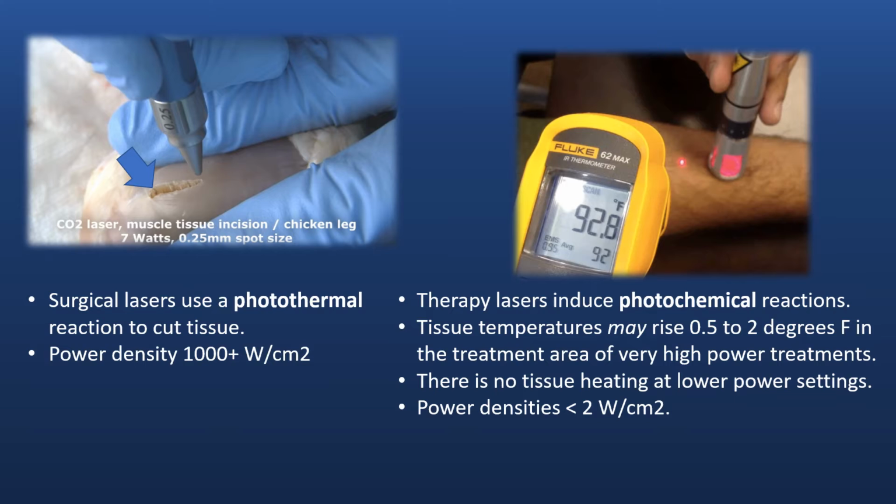By contrast, therapy lasers induce photochemical reactions. Now, with the higher powered Class 4 therapy lasers, tissue temperatures may rise 1/2 to 2 degrees Fahrenheit in the treatment area, but there is no tissue heating at lower power settings, and most importantly, the power density of a Class 4 therapy laser, or for any therapy laser in general, is less than 2 watts per square centimeter.